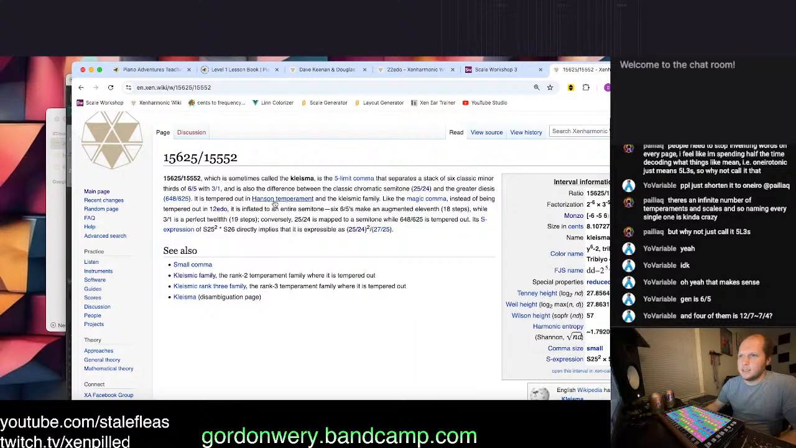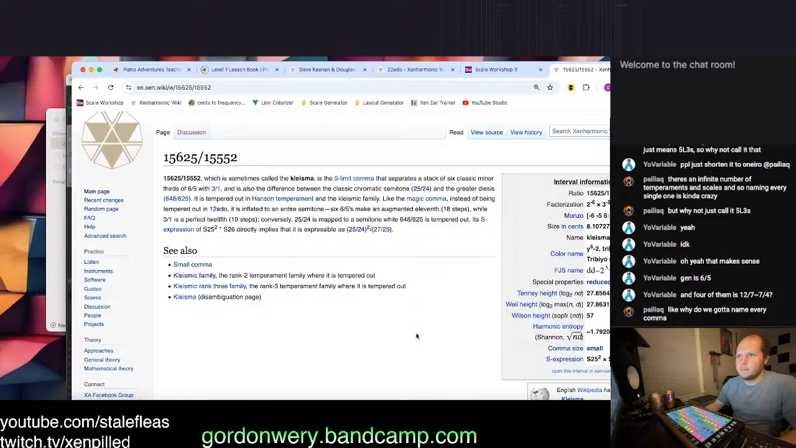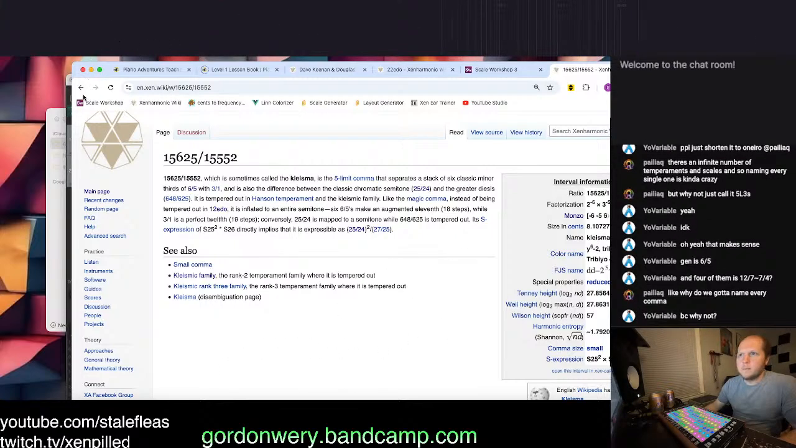Tempered out in Hansen temperament. And it's inflated in 12. So 12 doesn't temper this one out. Interesting. That's cool.